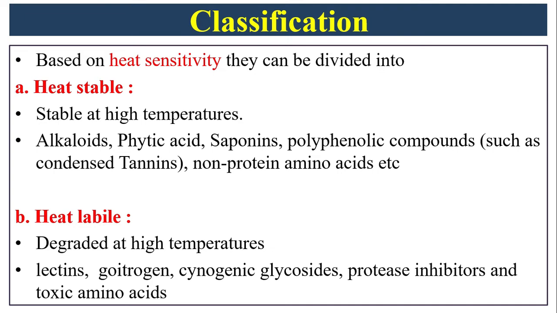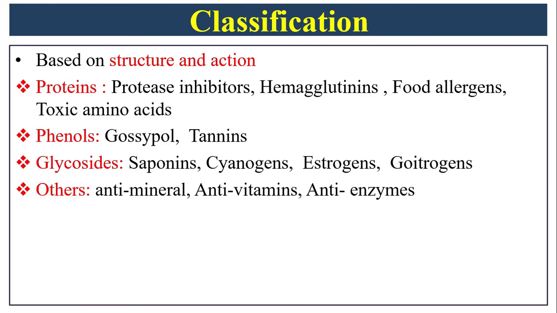Classification. Based on heat sensitivity, they can be divided into heat stable and heat labile. Heat stable: stable at high temperatures. Examples: alkaloids, phytic acid, saponins, polyphenolic compounds such as condensed tannins, non-protein amino acids, etc. Heat labile: degraded at high temperatures. Lectins, goitrogens, cyanogenic glycosides, protease inhibitors, and toxic amino acids.